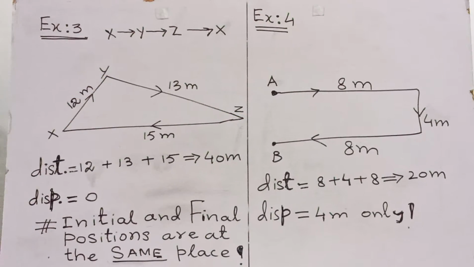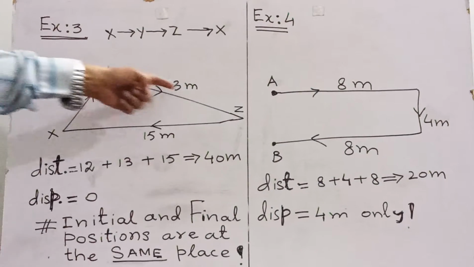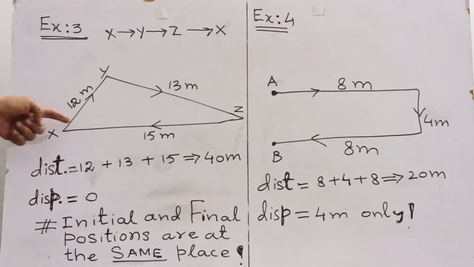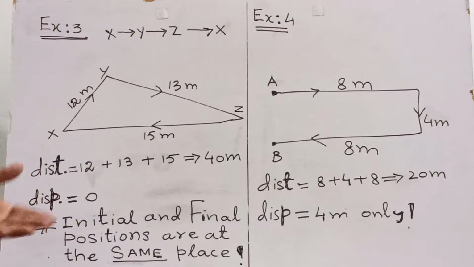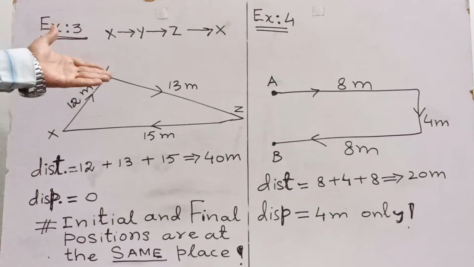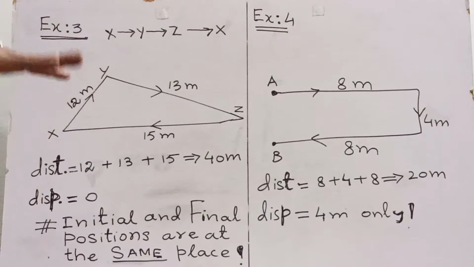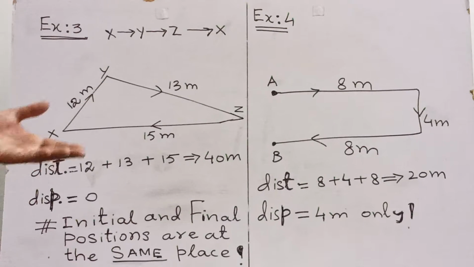It means this body or this object moves or travels along this way, and comes back to the starting or initial position again. Now let's once again consider how much is the distance covered in this example and how much is the displacement of the body.